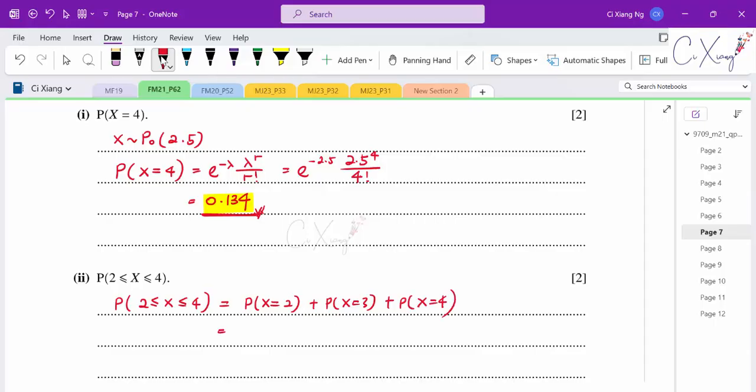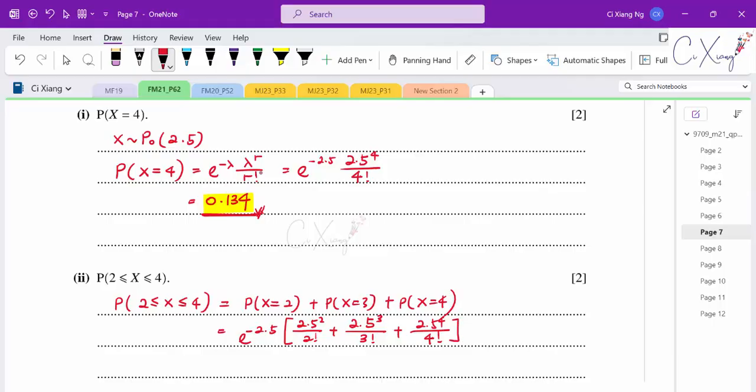Okay, so if I want to factorize out the formula here for these 2, 3, and 4, I can factorize out the e negative lambda. If I factorize out e negative lambda, I'm having e negative 2.5. When x equals 2, the lambda power r divided by r factorial will become 2.5 power 2 divided by 2 factorial. Same thing happens for x equals 3, I'm having 2.5 power 3 divided by 3 factorial, and also 2.5 power 4 divided by 4 factorial.